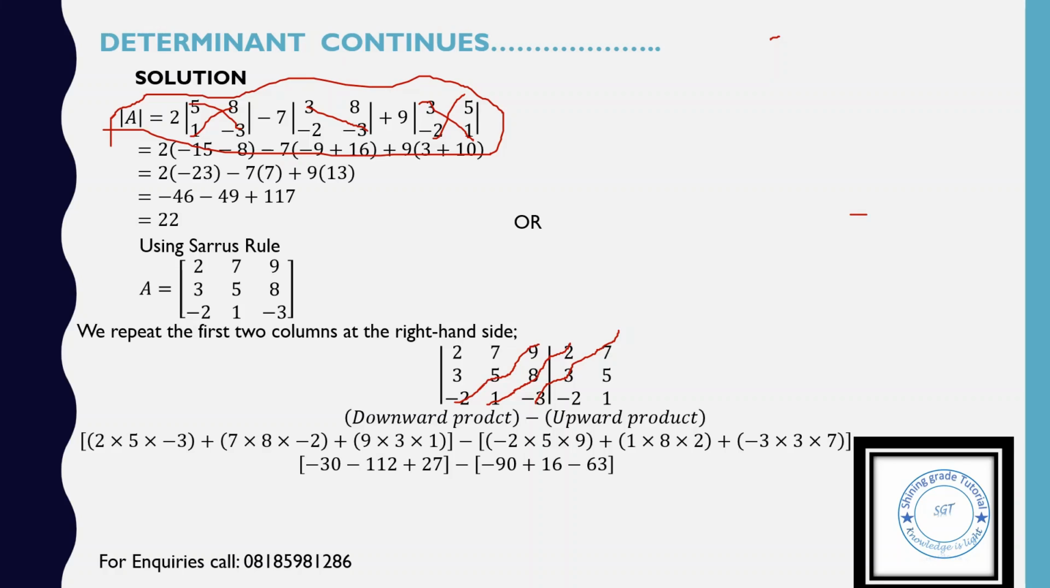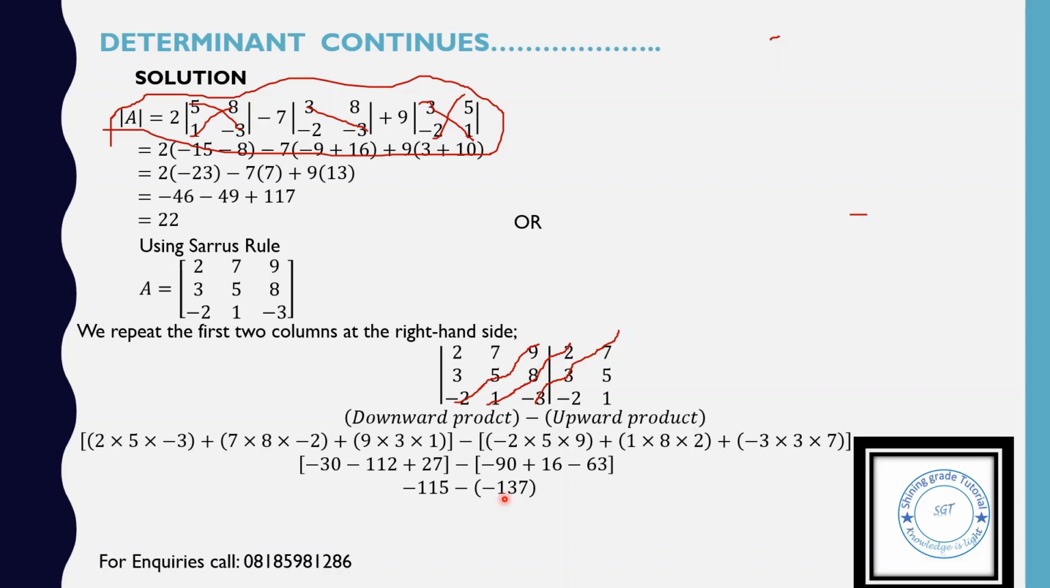So here we have minus 2 times 5 times 9, that will be minus 90, plus 1 times 8 times 2 is 16, that will be the same, plus minus 3 times 7, that will be minus 63. So minus 63, we have that. So we can then sum all the downward products, and that will simply give us minus 115. Then sum all the upward products together, and that will give us minus 137.